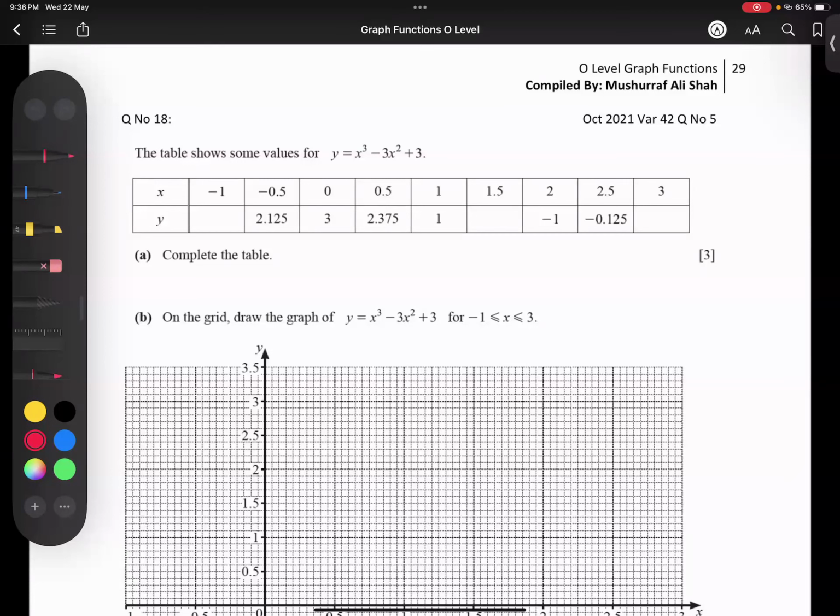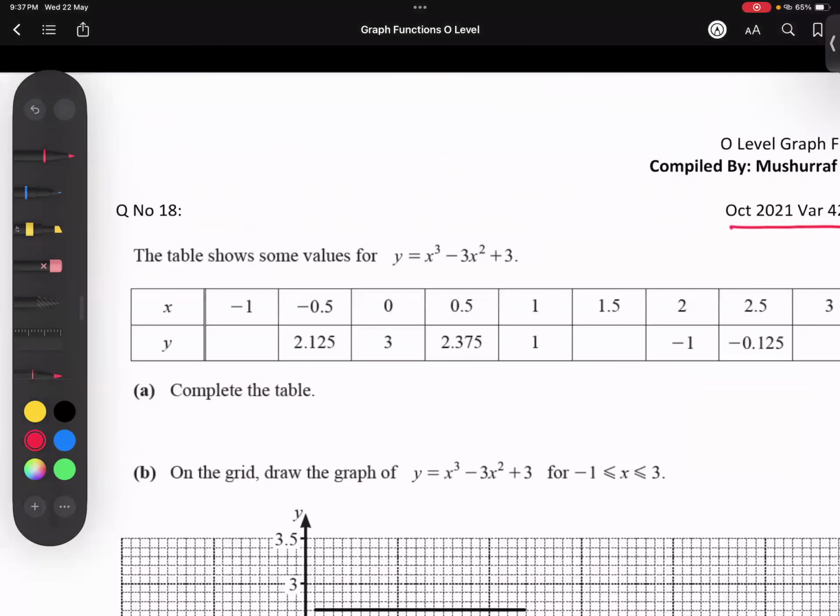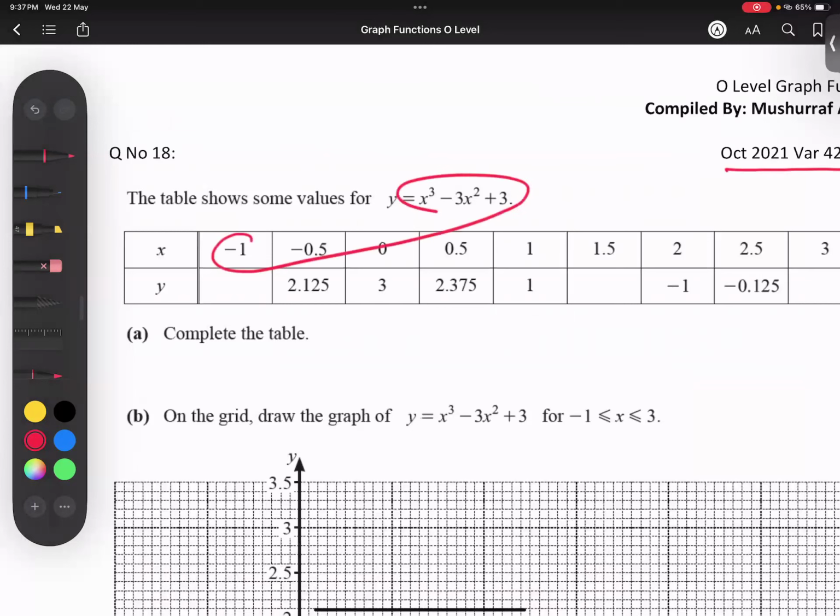First of all, this is October 2021, 42 variant, question number 5. Whenever you put this value in, please don't put it without brackets. Look, I'll show you: y equals (-1) to the power 3 minus 3 times (-1) to the power 2 plus 3. So brackets are very, very important. I believe you got the point.